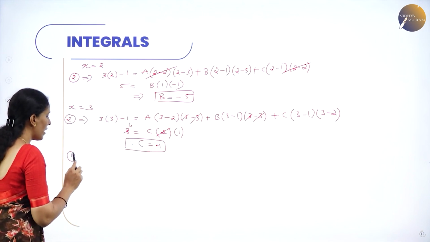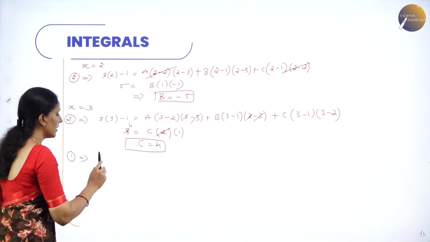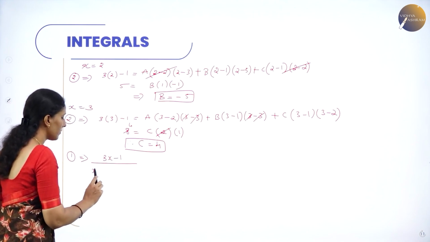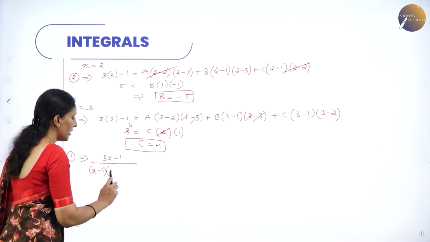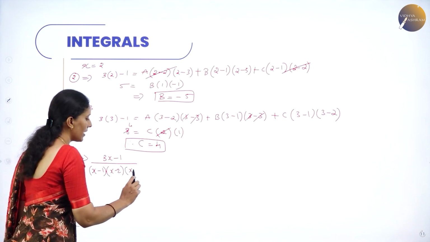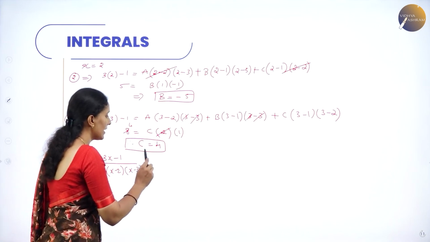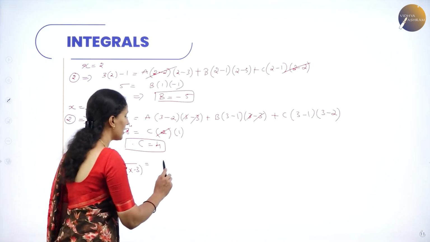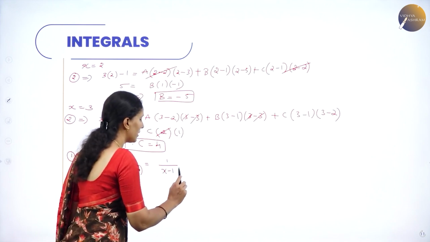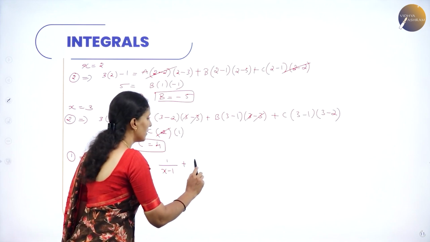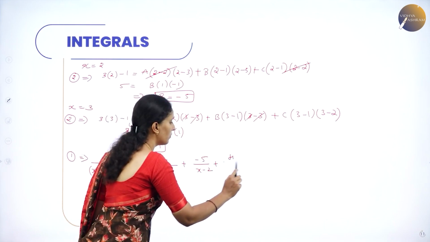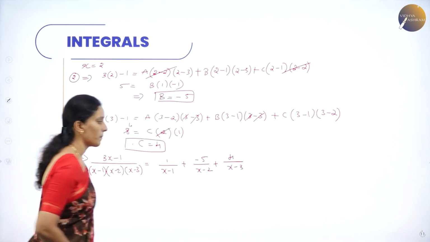Now equation 1 implies, that is 3x minus 1 divided by x minus 1, x minus 2, x minus 3 can be written as a divided by x minus 1. What is the value of a? 1. So it becomes 1 divided by x minus 1, and b is minus 5 divided by x minus 2, and c is 4 divided by x minus 3.